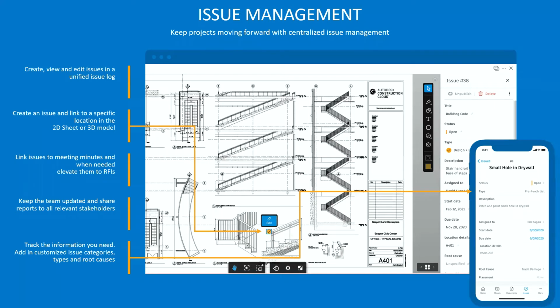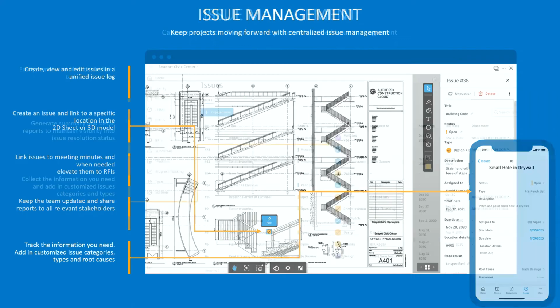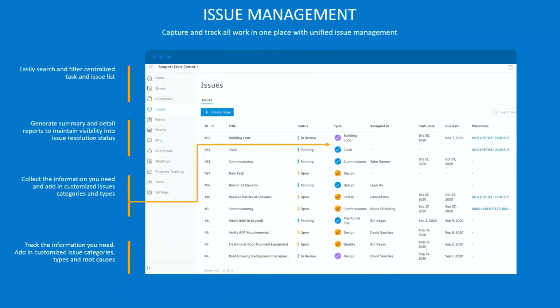So the key takeaway there, I guess, is the ability to track the information that you need, right? And to be able to customize things like issue categories, types, and root causes. Customize those fields. Also with the issue management here, just to highlight that you can collect the information you need and add it into those customized issues. That screenshot is just giving you a bit of an example of categories and types, things like status, etc. You can customize how it is going to be displayed to a certain extent, to suit your project needs.